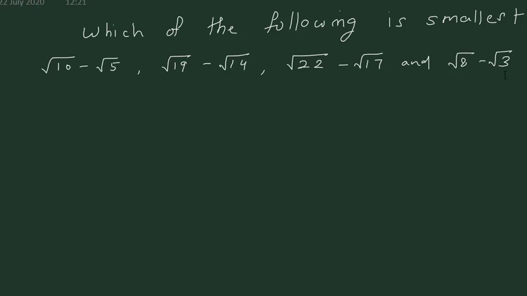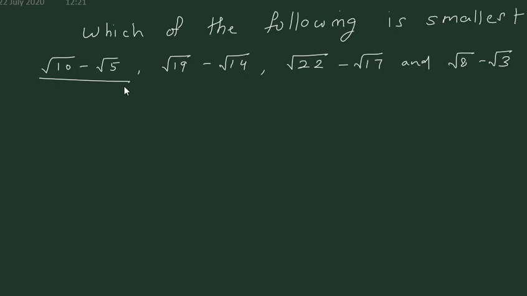minus root 3. Now if you observe carefully, you will find that the difference of 10 and 5 is 5, the difference of 19 and 14 is again 5, the difference of 22 and 17 is again 5, and the difference of 8 and 3 is also 5. So what we will do? It is difficult to find the square root of 10 and the square root of 5, so by subtraction it is a little difficult, so we have to use some other method.